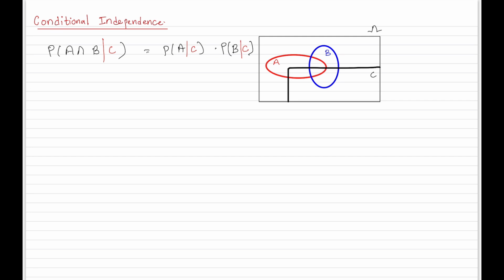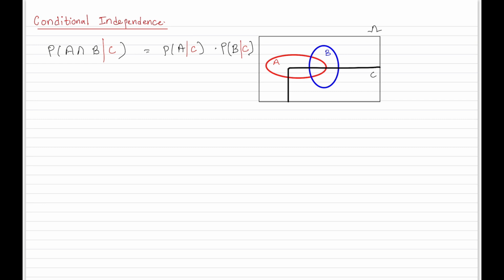If event A and event B are independent under the given condition C, then the probability of A and B under that condition will be equal to the multiplication of the probabilities under the same condition, right?